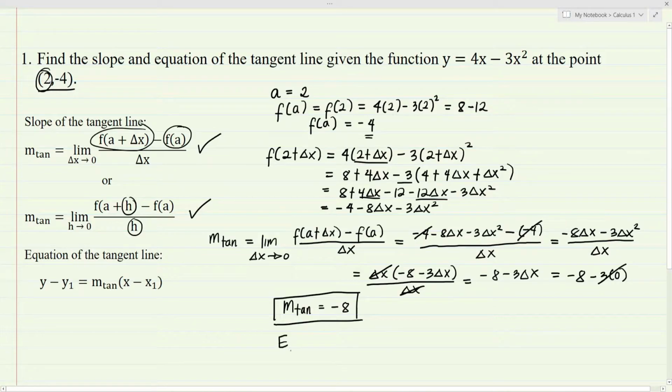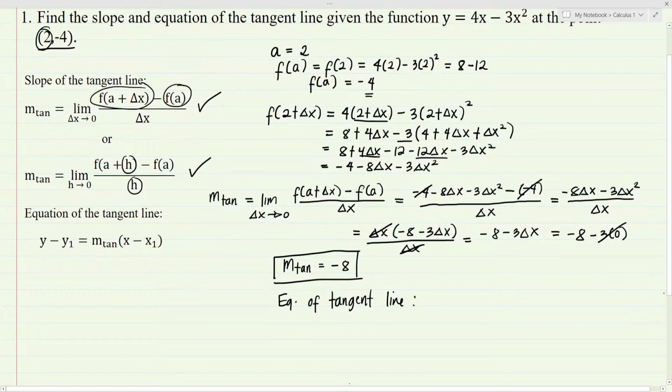As for the equation of the tangent line, again, we would use here the point slope form. So we have here y minus y sub 1 equals the slope of the tangent line multiplied by x minus x sub 1. X sub 1, guys, is the x coordinate of the point. Meanwhile, y sub 1 is the y coordinate. So if I plug in those values, I would have y minus negative 4 then equals negative 8 multiplied by x minus x sub 1. X sub 1 is our a, that would be 2.